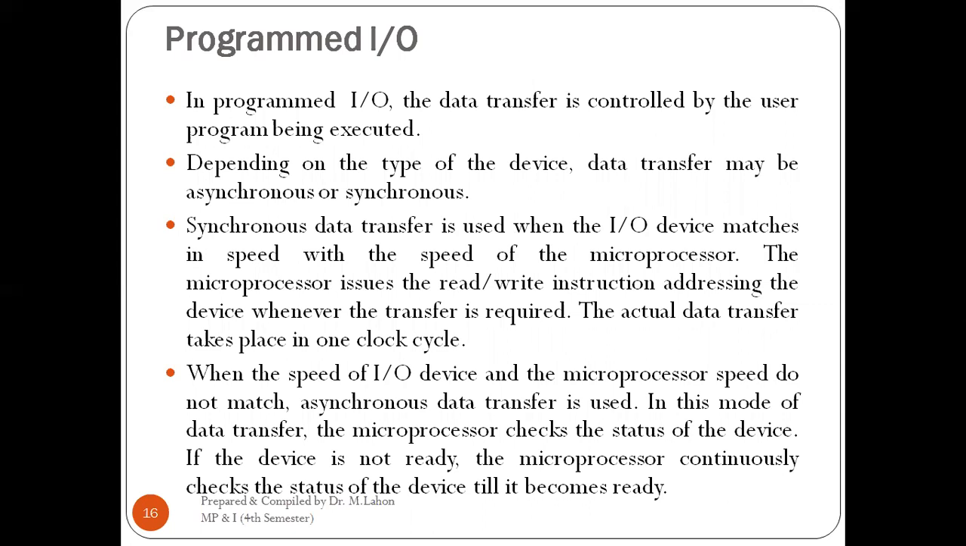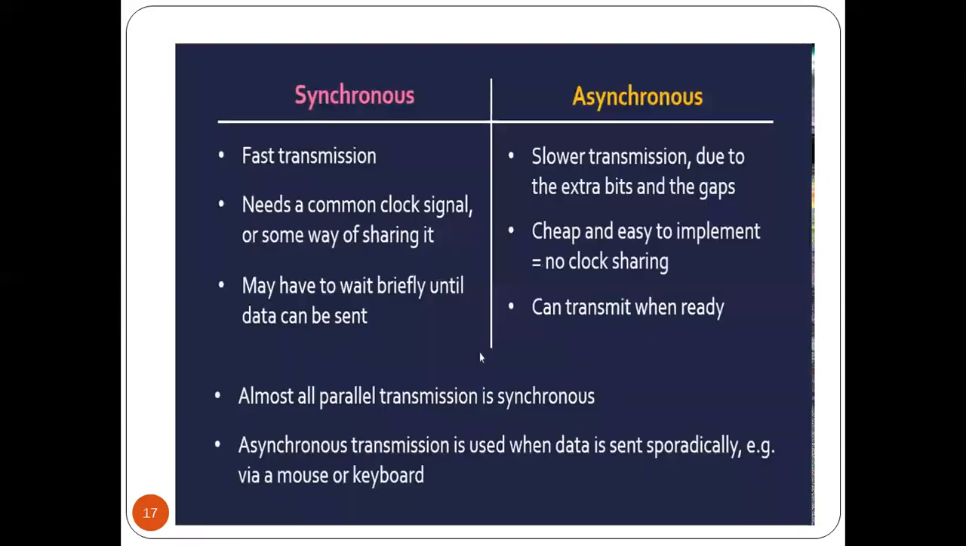As I have already said, depending on the type of the device, data transfer may be synchronous or asynchronous. Synchronous is used when the IO device and the CPU match in speed, and when the speed of the IO device and the microprocessor do not match, that is known as asynchronous data transfer. Some of the points are listed in this table. Synchronous works at the same speed, so there is fast transmission. Asynchronous is slower. In synchronous, you need a common clock signal, the same clock. Asynchronous is easy to implement, with no need of clock sharing.